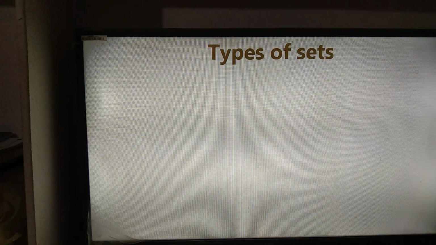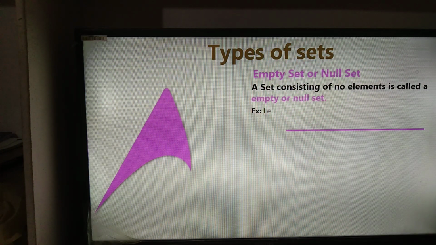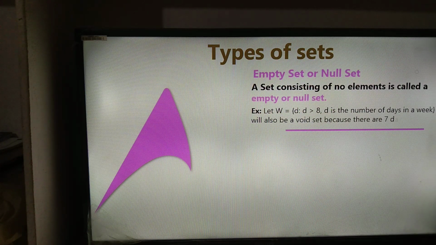Now let us see types of sets. What are the different types of sets? Coming to the first one, the empty set, or we also call it null set, or void set. A set consisting of no elements is called an empty set or null set. For example, W equals {d such that d is greater than 8}, where d is a day, number of days in a week, will also be a void set because there are 7 days in a week.